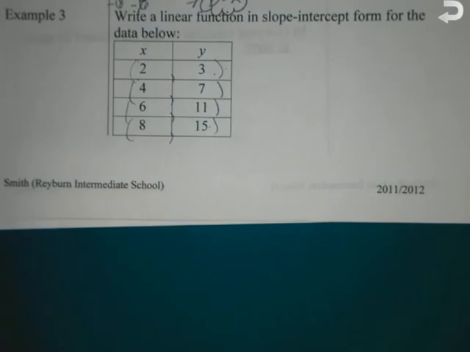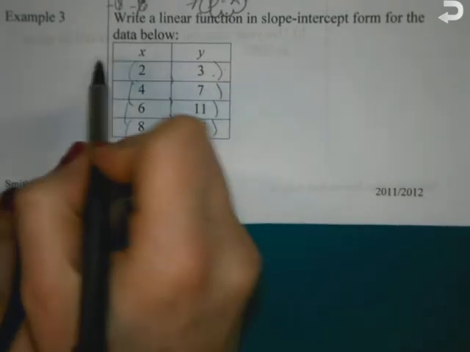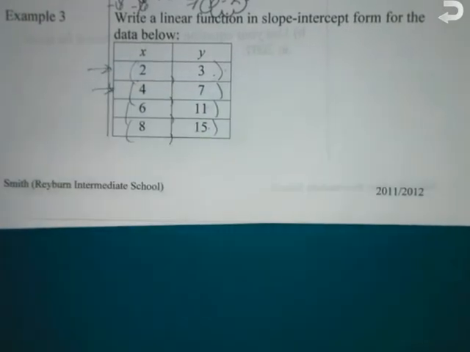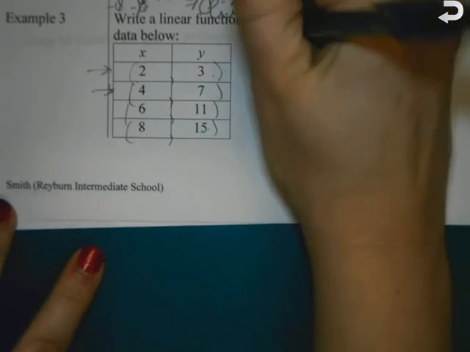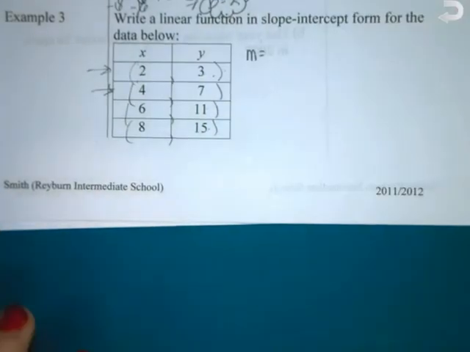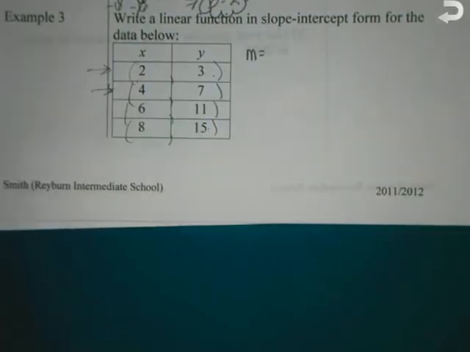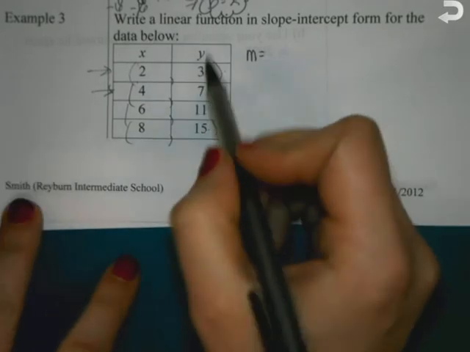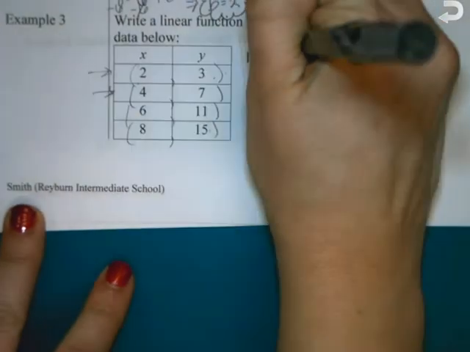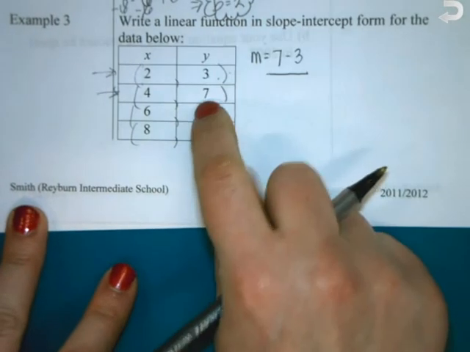And it does not matter which ones we pick. Let's use the first 2, because they're the smallest. So I'm going to use this point and this point. Now we just go through all the steps that we just did in examples 1 and 2. First step, I need to find the slope. So let's plug it in. That is m equals. It's y's on top first, so why don't we do 7 minus 3 over, what are the x's? 4 minus 2.